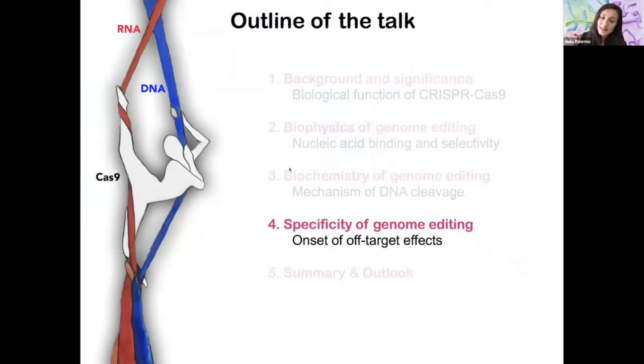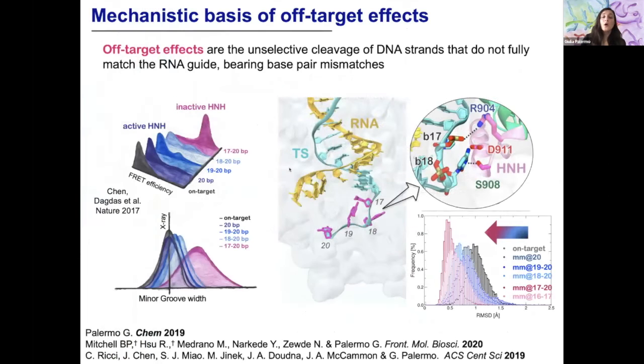Finally, I would like to spend some words on the mechanism of off-target effects. Off-target effects are the unselective cleavage of DNA strands that do not match the RNA guide, bearing base pair mismatches. So this work was initially inspired by single molecule experiments by Chen and Dagdas.